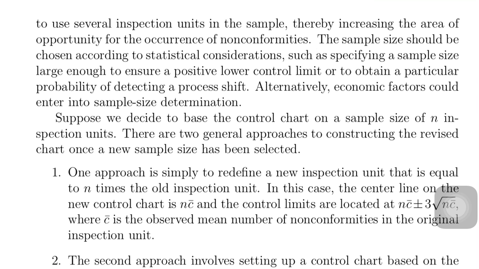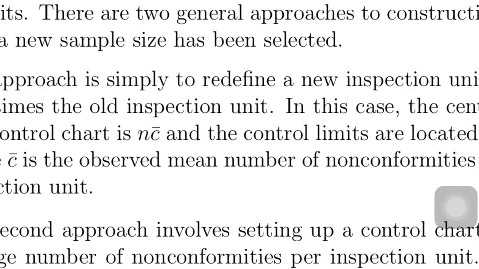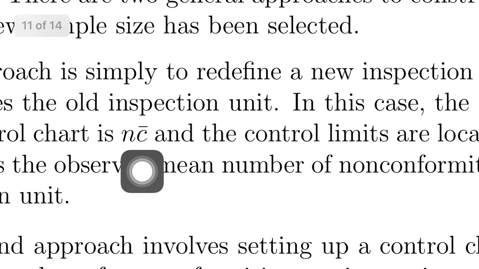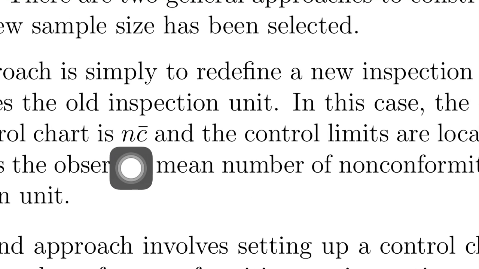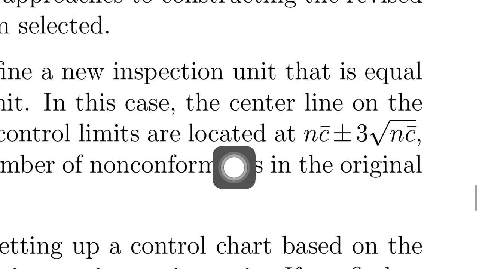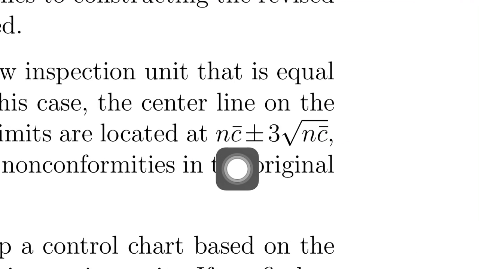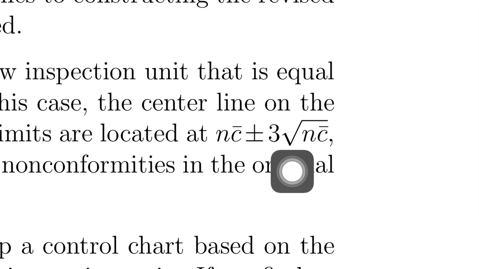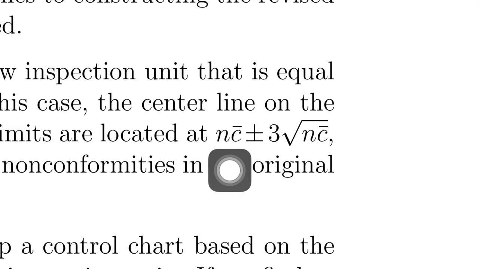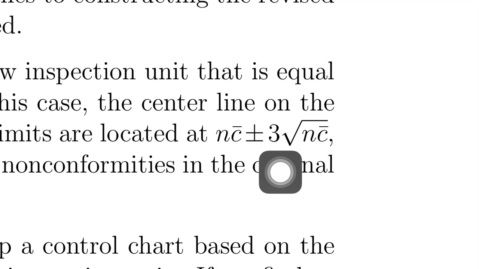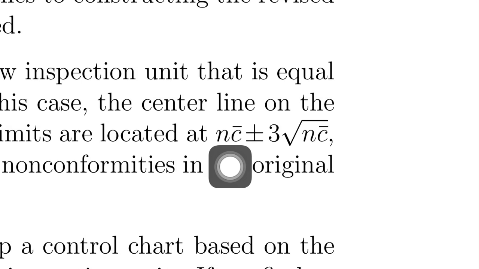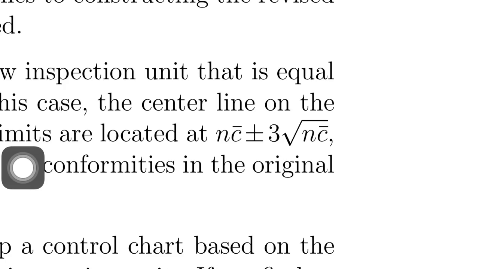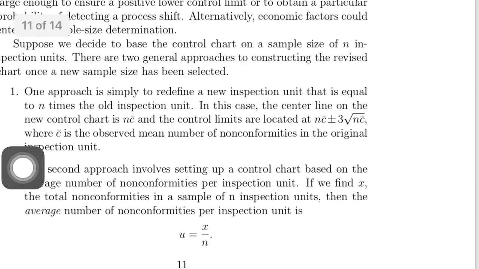So you can see that in such a case the center line will be n C bar, and the control limits will be located at n C bar minus 3 times root of n C bar, and n C bar plus 3 times root of n C bar, because n C bar is the mean and variance of the charting statistic. Okay, that is very direct.